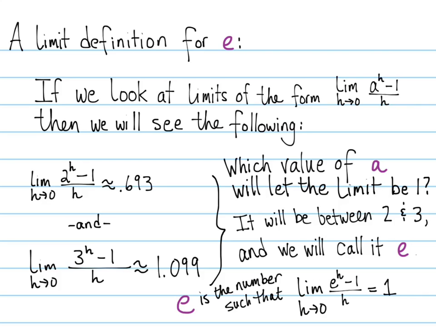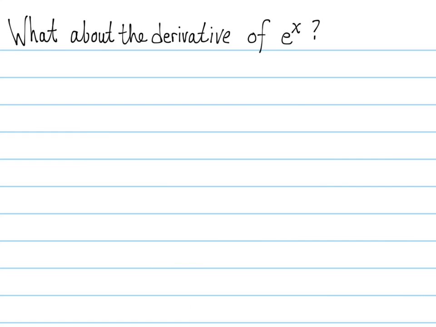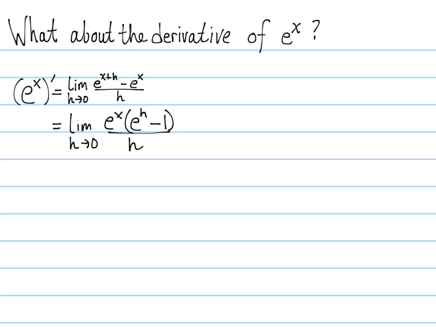And since e is a number, just like we can have the function 2^x or 3^x, we can also have the function e^x. And so we can ask ourselves, what's the derivative of e^x? If you write out the limit definition, the derivative of e^x is the limit as h goes to 0 of (e^(x+h) - e^x)/h. Both of those terms up top have an e^x in them, so we can pull the e^x out, and you're left with the limit as h goes to 0 of e^x times (e^h - 1)/h.